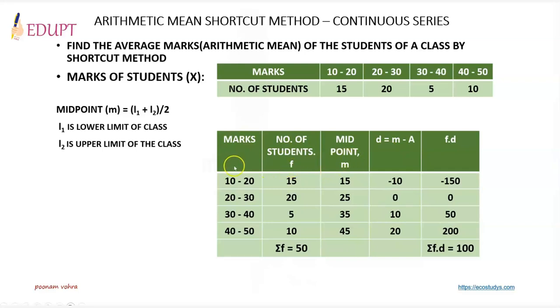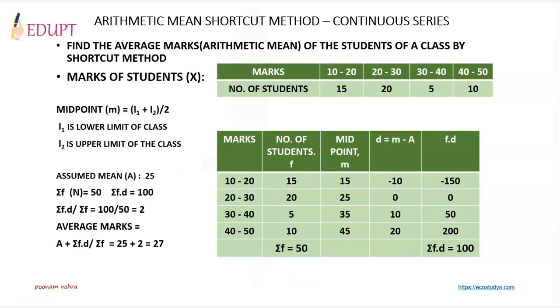5 columns: marks in class intervals, number of students, midpoint, deviations, and deviation multiplied by frequency. To find the midpoint, L1 plus L2 divided by 2 gives us the midpoint, which is in this case 10 plus 20 by 2, which is 15. Similarly, one can find for the rest. Assumed mean would be found by applying N by 2. N is 4, so it is the second value, which is 25. And then one can find deviations.